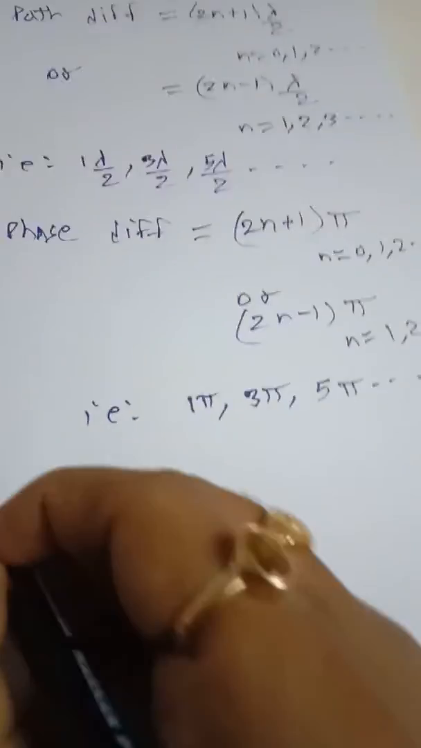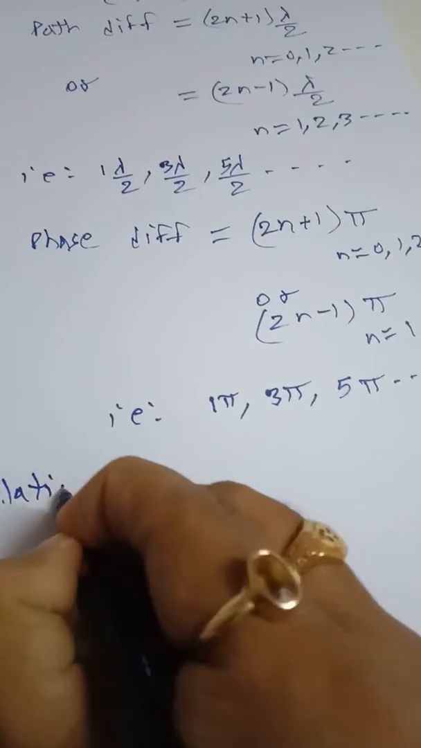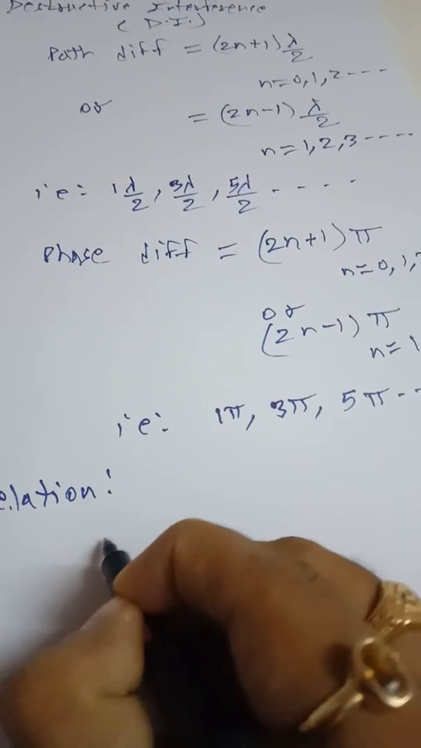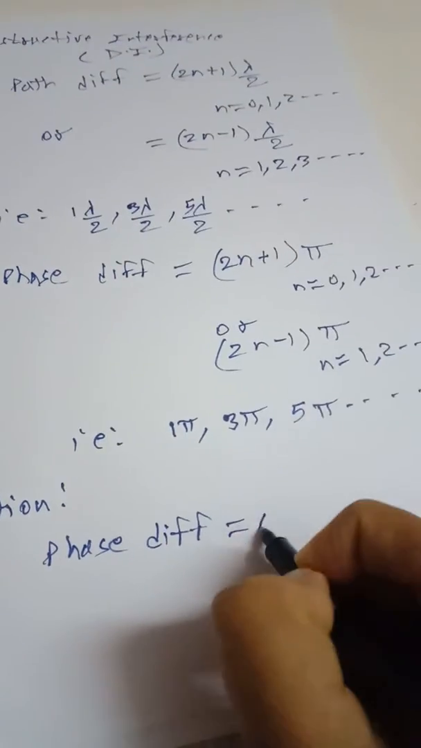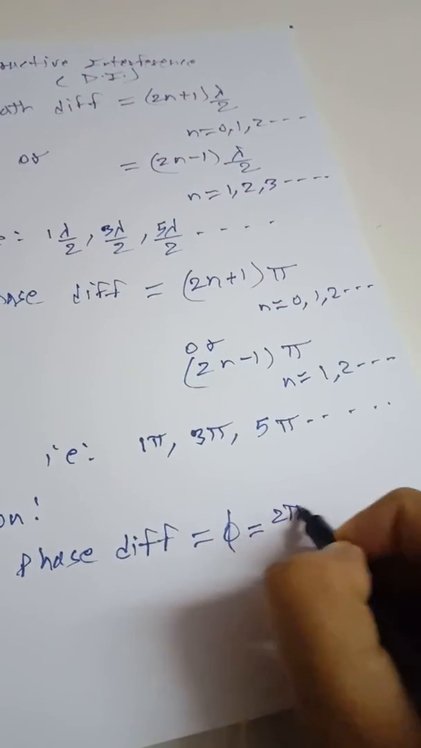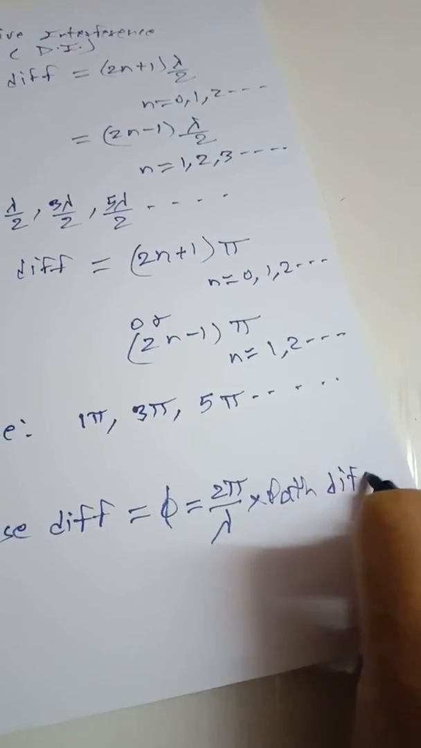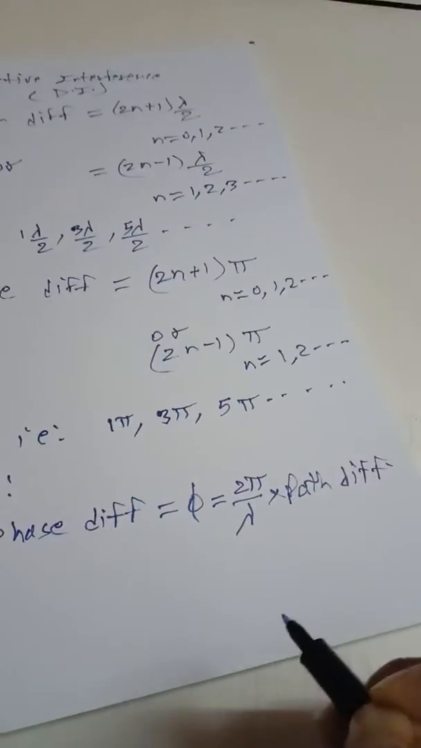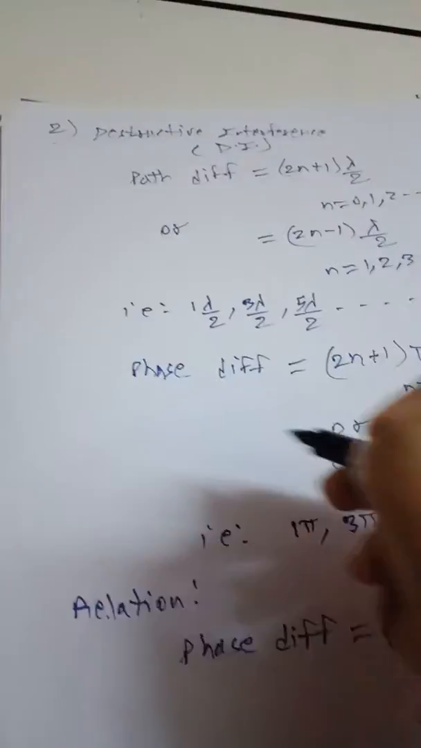Now what is the relation between path difference and phase difference? There is one formula relating path difference and phase difference. The phase difference, denoted by phi, is equal to 2 pi upon lambda into the path difference. You have to remember this for the numericals as well as for the derivation. So the phase difference is phi, and the path difference can be represented by delta. Okay, thank you.